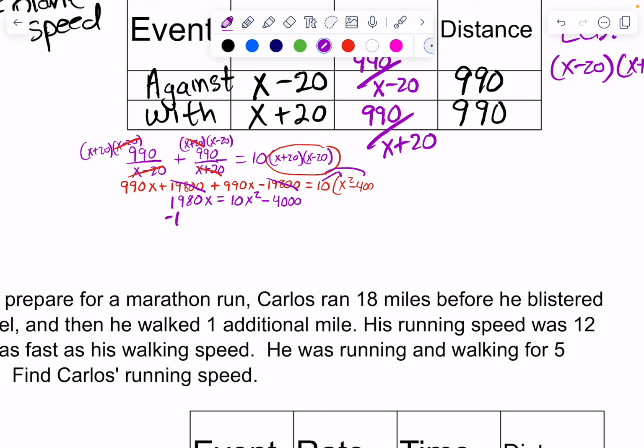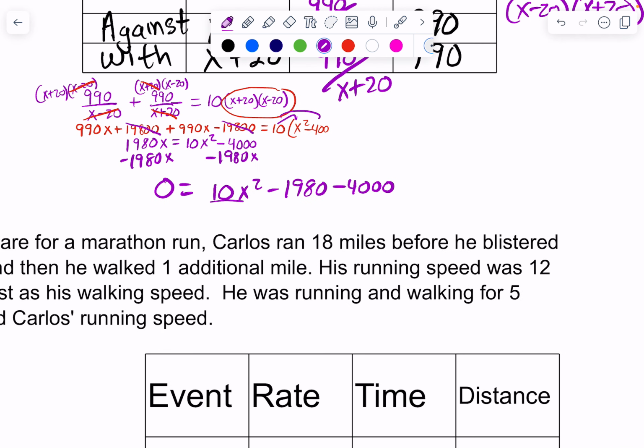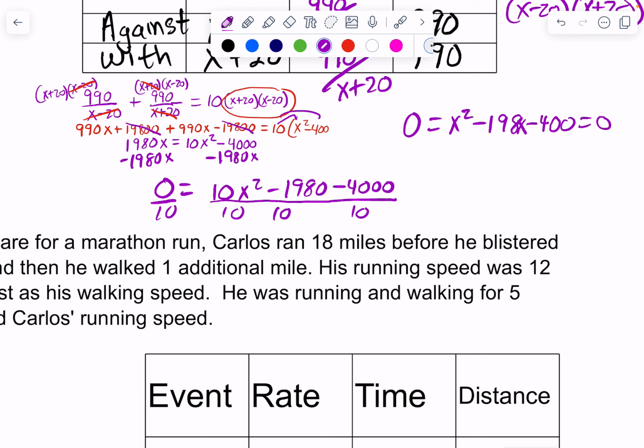So now I'm going to subtract my 1980x to both sides, creating a trinomial, 10x squared minus 1980x minus 4,000. I'm going to divide 10 from every single term here, rendering me with 0 equals x squared minus 198x minus 400. What times what is negative 400, but when added together is negative 198? It's x minus 200 times x plus 2.